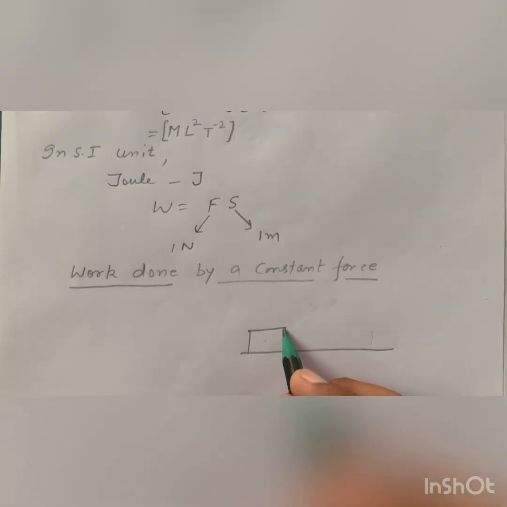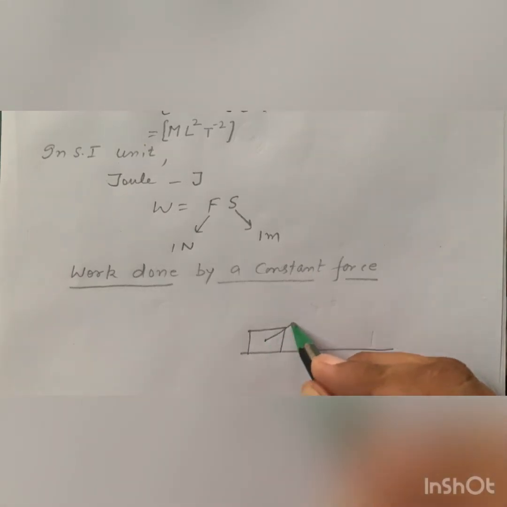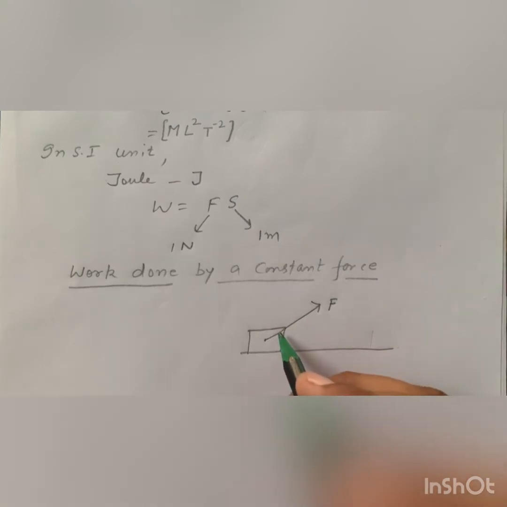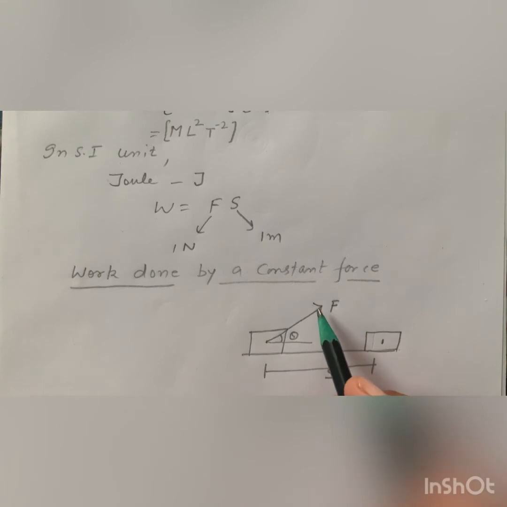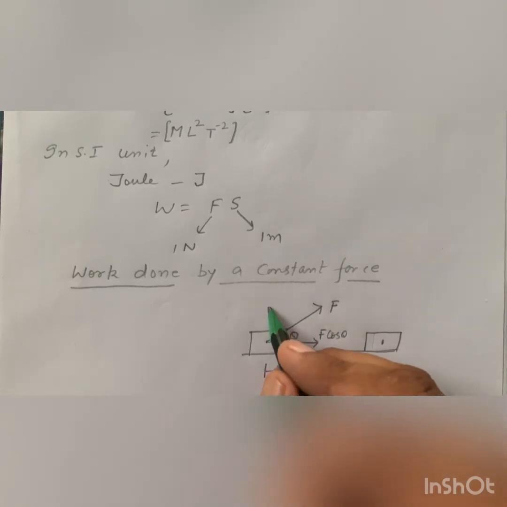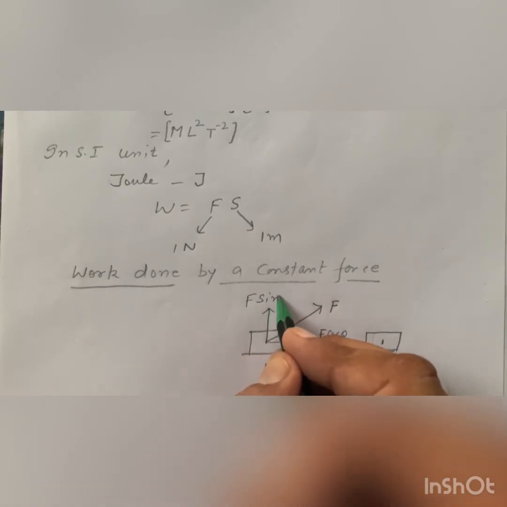Now let us consider a body lying on the horizontal surface. Let a force F be applied on the body such that the direction of the force makes an angle theta with the horizontal direction. Let the body be displaced through a distance S. Here we see force is acting in this direction. We resolve the force into two components, one along the horizontal direction, another along the vertical direction, and its horizontal component is F cos theta and vertical component is F sin theta.